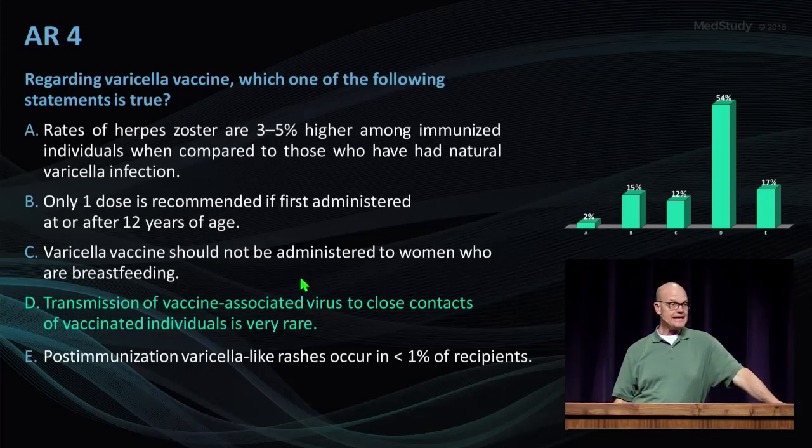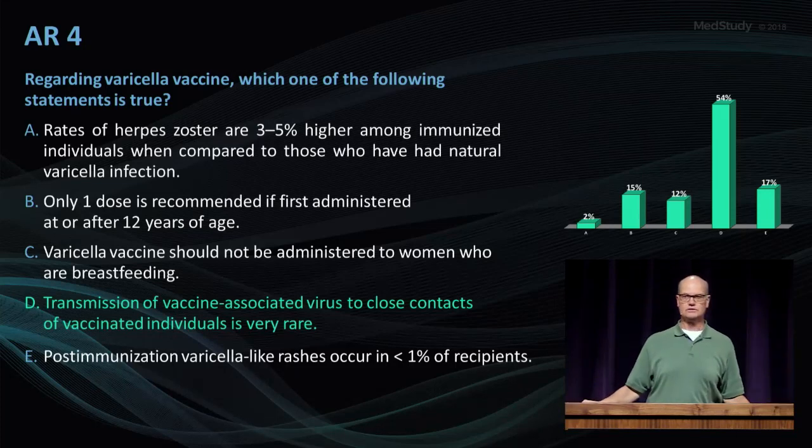Varicella vaccine is not contraindicated during breastfeeding. It is contraindicated during pregnancy because it's a live vaccine. And post-immunization varicella-like rashes occur in about 3 to 5% of recipients. The transmission of the vaccine virus is indeed extraordinarily uncommon.